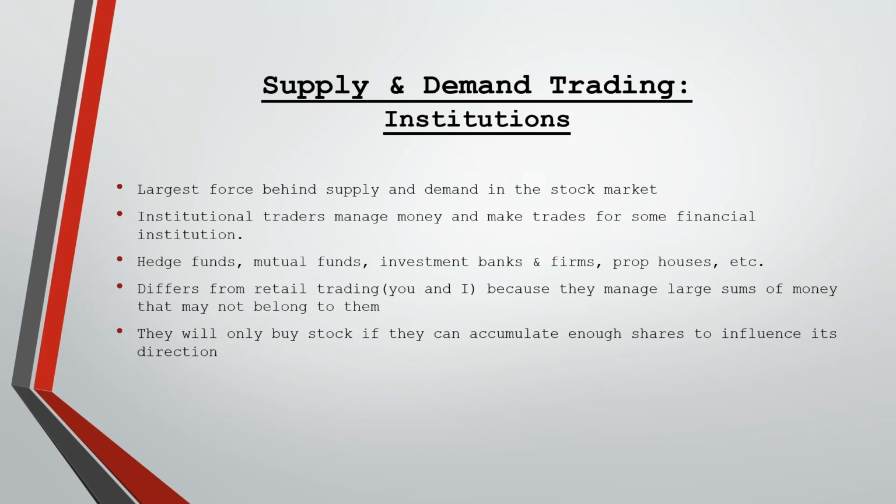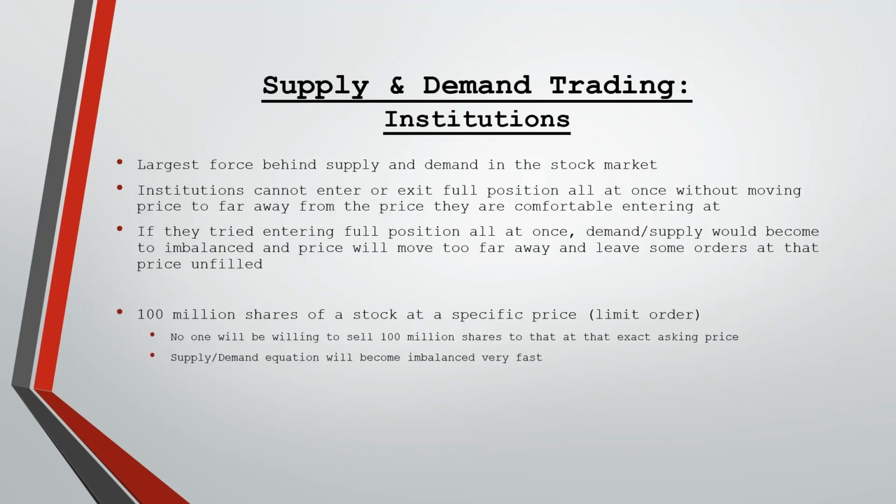Does that make sense to you guys? So I'm going to give you guys an example. Let's say these institutions wanted to buy 100 million shares of a stock at a specific price. And we're talking about specific price, guys. Remember, we're talking about limit orders. You're setting an order to buy a stock at a certain price or better. So they're using limit orders because they're leveraging in such large quantities. So they wanted to purchase 100 million shares of a stock at a certain price.